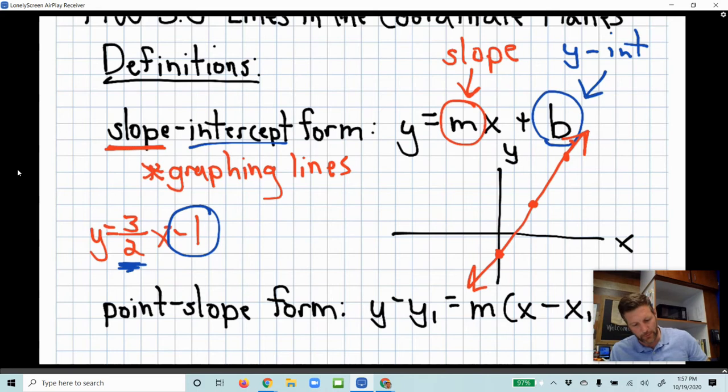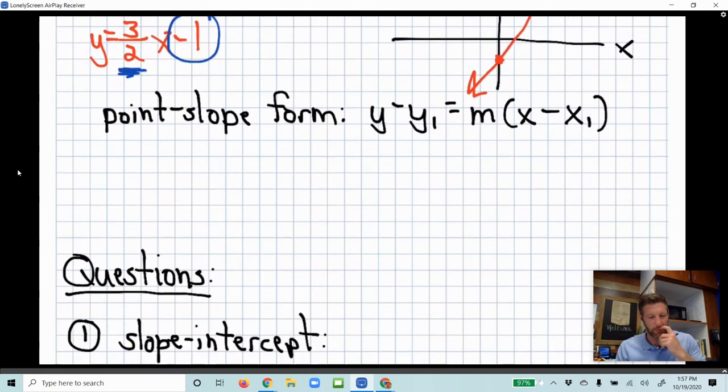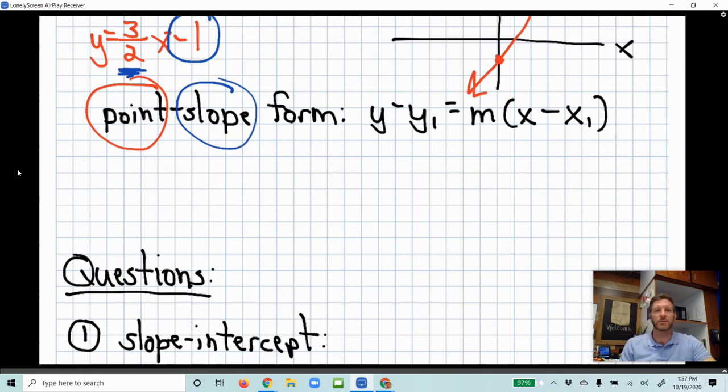So the second form is point-slope form. And again, this one's a little messier, oftentimes in the eyes of students, but just as practical in that it has two key elements. It has a point and it has a slope. When we write it out, it means that we have a point from the line and we have the slope of the line.